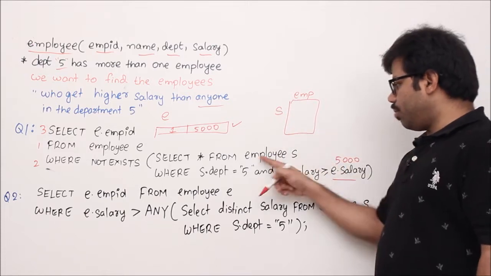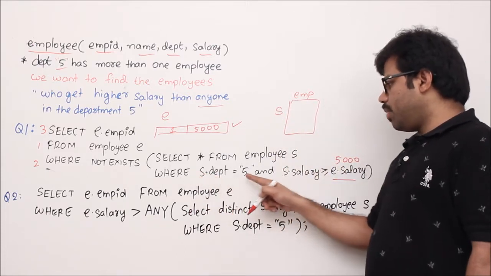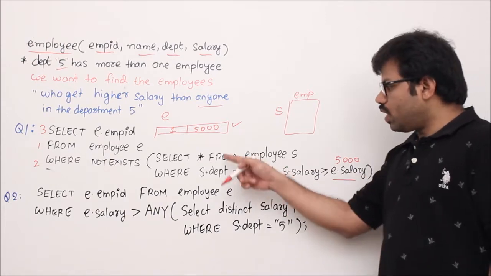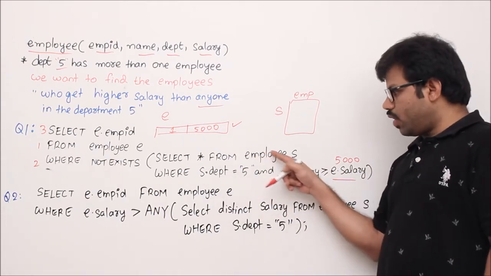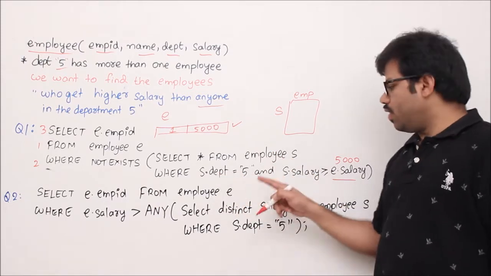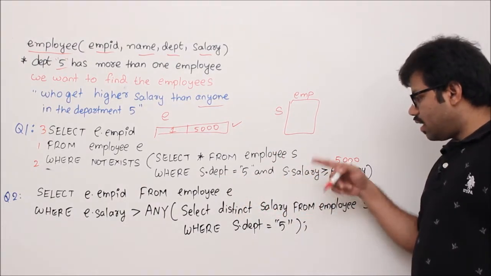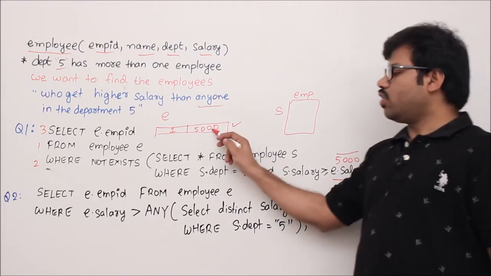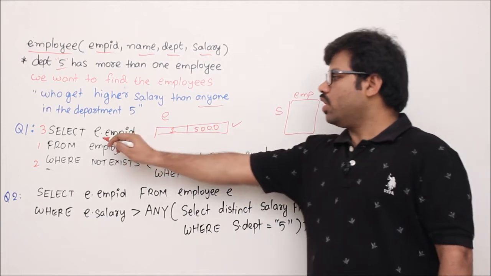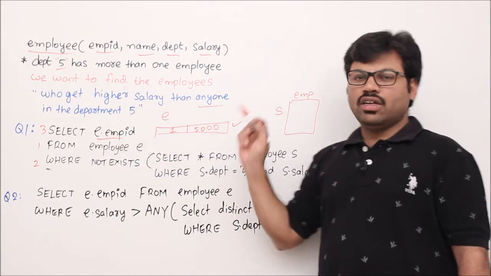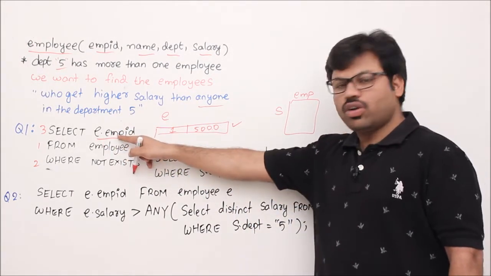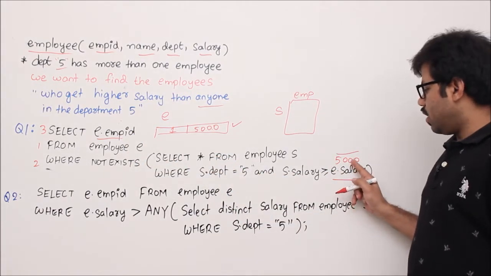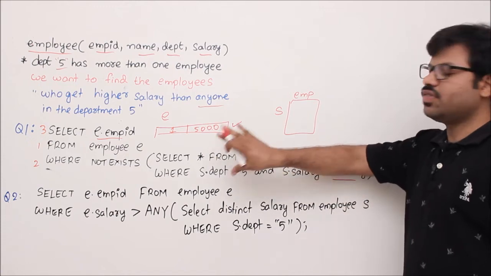Take every tuple from employees S where S.department equals 5 and S.salary is greater than or equal to 5,000. What is the output of this query? It is a collection of employees where department is 5 and salary is greater than or equal to 5,000. This 5,000 is nothing but the person who is going to be printed here, correct? If you want this person to be printed here, then once you substitute his salary, this should satisfy this where condition.